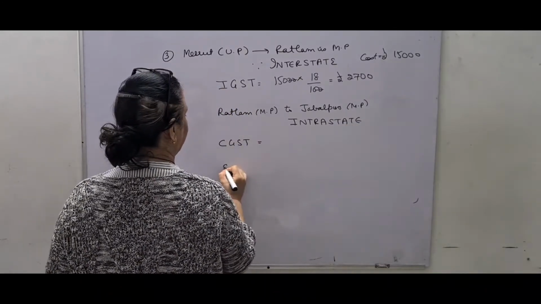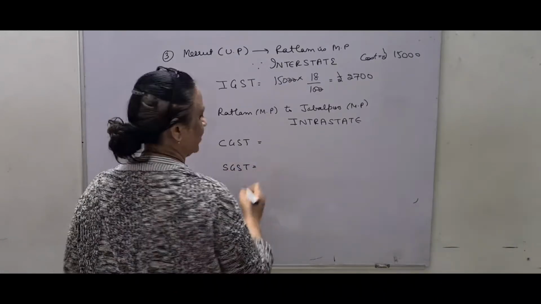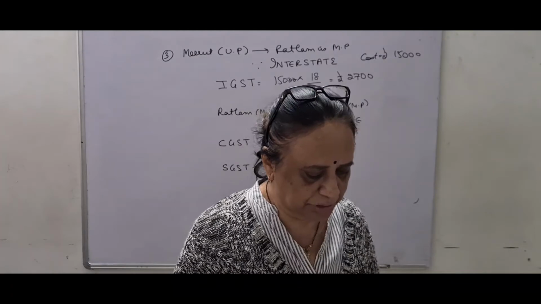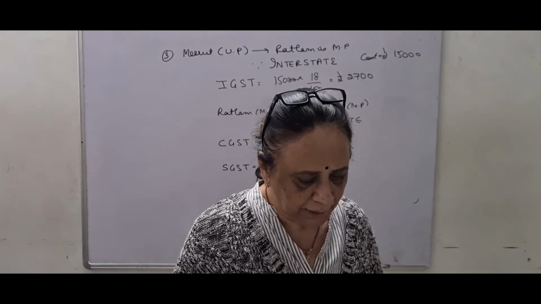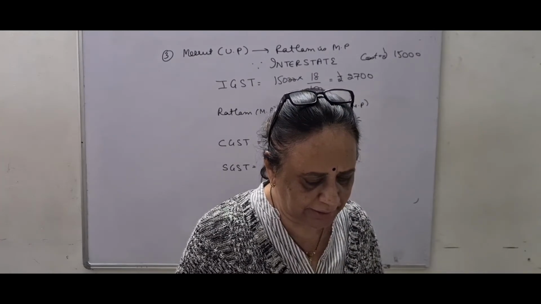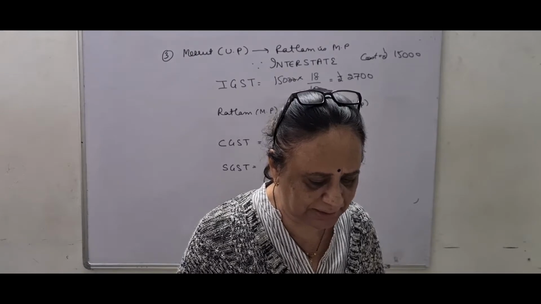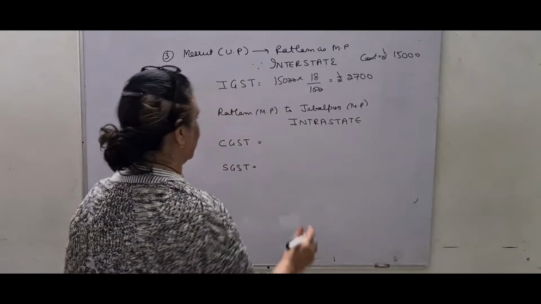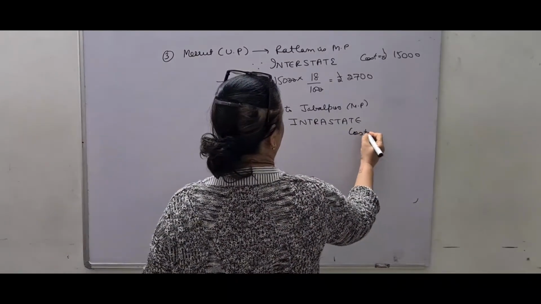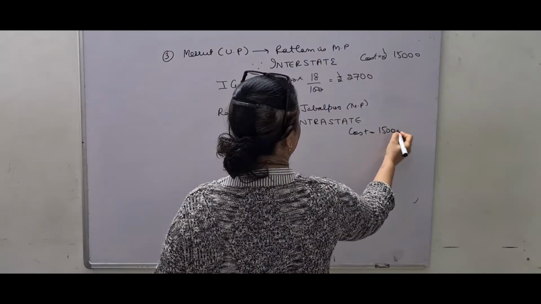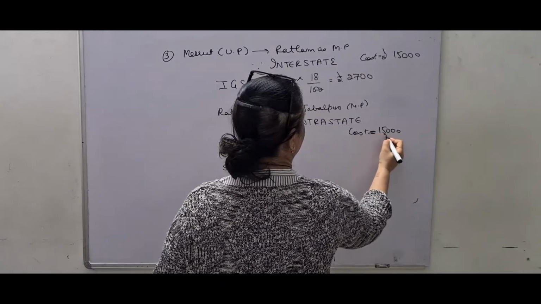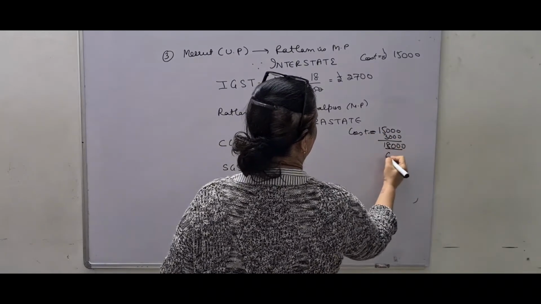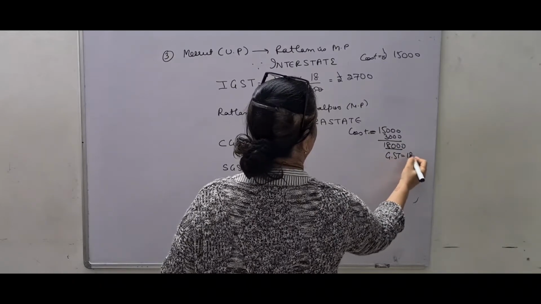CGST to be calculated, SGST to be calculated. Let's see whether there is any difference between the basic price. He says that dealer B in turn supplies the same goods or services to dealer C in Jabalpur at a profit of rupees 3000. So cost will be now 15,000 was basic in the earlier, and now 3,000 he took the profit, so it is 18,000. But rate of GST remains same, that is 18%.